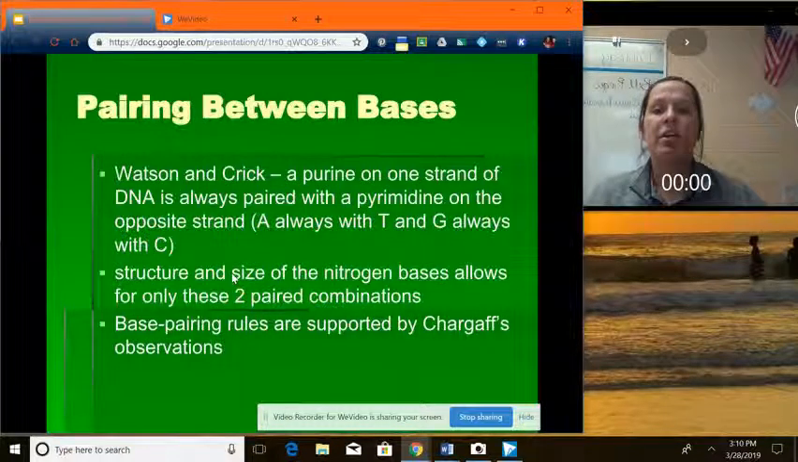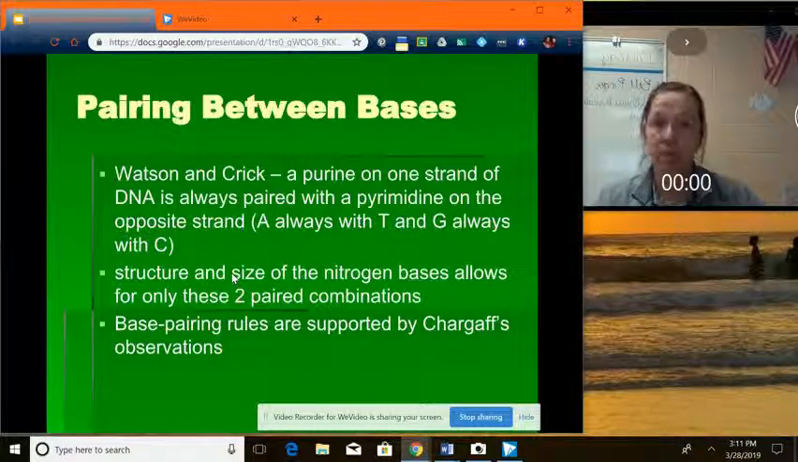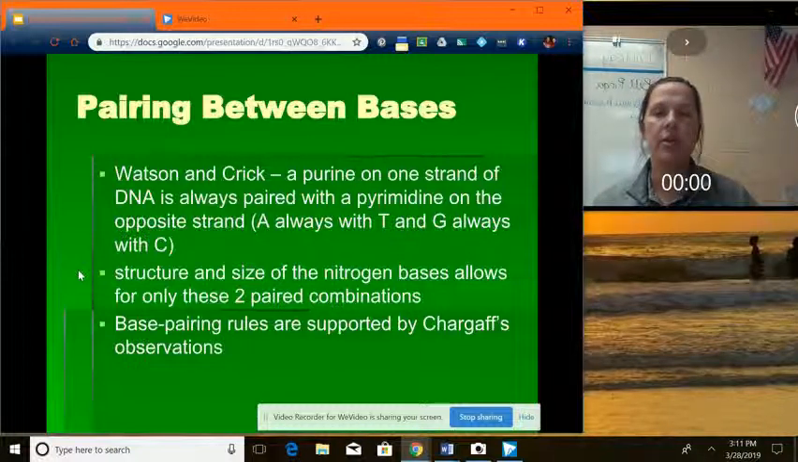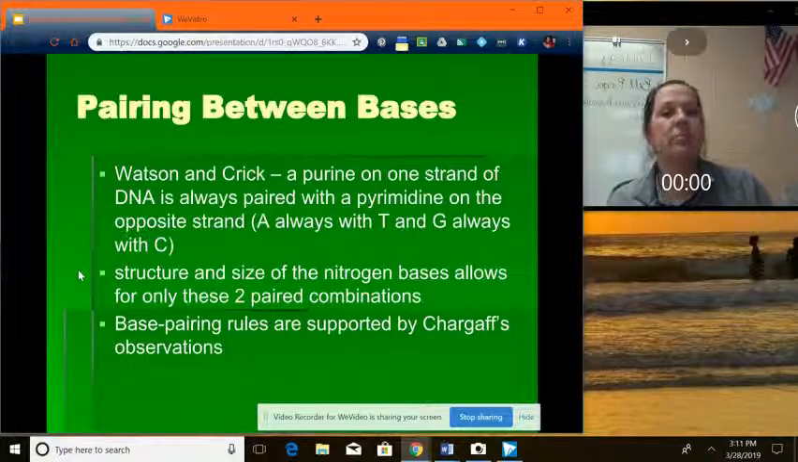So in Watson and Crick's model, a purine on one strand of DNA is always paired with a pyrimidine on the other. So like we said earlier, A is always paired with T, G is always paired with C. Okay, and Chargaff showed us that as well. The structure and size of the nitrogen bases allows for only these two paired combinations. You can kind of think of DNA as a puzzle, and I'll show you again in a minute in a picture, but the shape of A can only fit into the shape of T, or the shape of G can only fit into the shape of C.